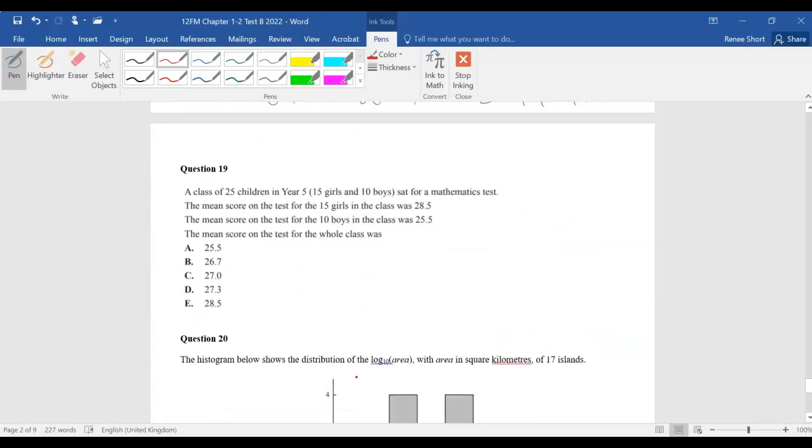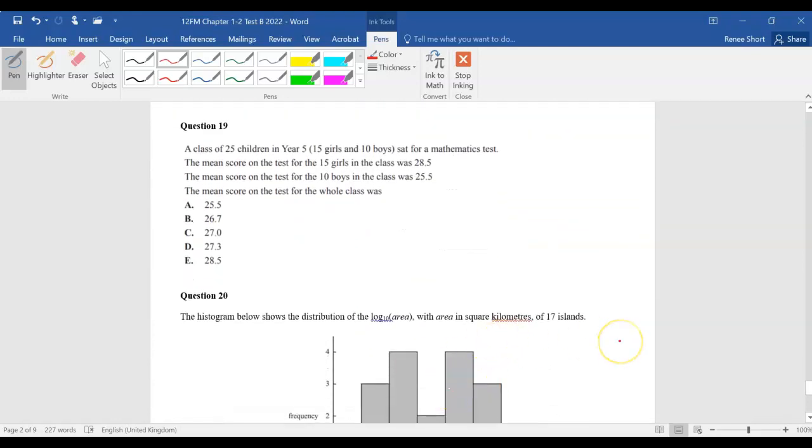Question 19, I think, is the hardest question on here. It says that a class of 25 children in year 5, 15 girls and 10 boys sat for a maths test, and it gives us the mean score for the 15 girls being 28.5 and the mean score for the 10 boys. Now, a common mistake was to add those two means together and divide it by 2, which gives 27, but that answer is incorrect because there are more girls than there are boys, so that actually doesn't give us an even representation of the class.